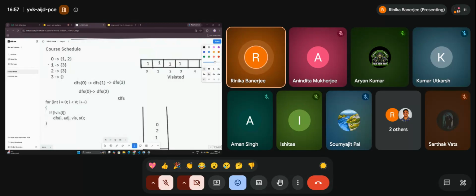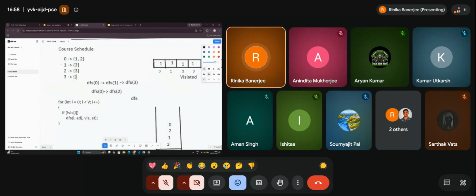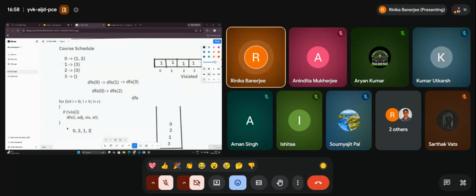There are no further nodes. Suppose it had more nodes, then we would call, but there are none. So we can just call till V, and here V is only up to 3. So there are no further DFS calls. Now I'll pop from the stack one by one. First I'll take 0 out, then 2, then 1, and then 3 out. Now you can check if it's a valid sequence or not.